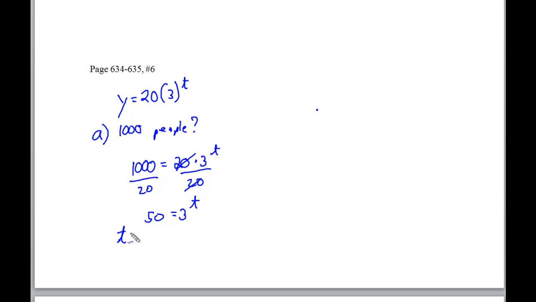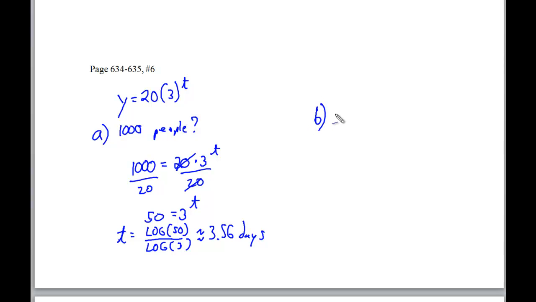So to find t, we're going to go log base 10 of 50 divided by log base 10 of 3, or just common log. And that was going to give us a total of approximately 3.56 days. So it'll take 3.5 days for 1,000 people to hear this rumor if it does increase by that.